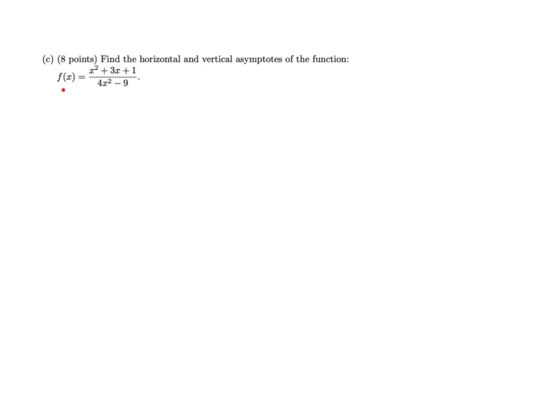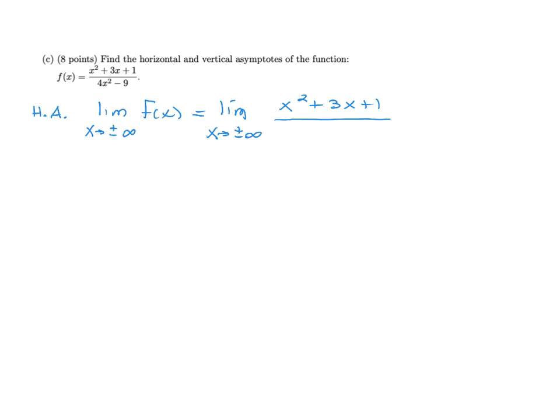In part C, we want to find the horizontal and vertical asymptotes of this function. To start with the horizontal asymptotes, I'll use limits. We're going to consider the limit as x approaches both positive and minus infinity of this function. For this rational equation, these limits will be the same, and they'll correspond to a horizontal asymptote. This is the limit as x approaches either positive or minus infinity of, our function is x squared plus 3x plus 1 all over 4x squared minus 9.